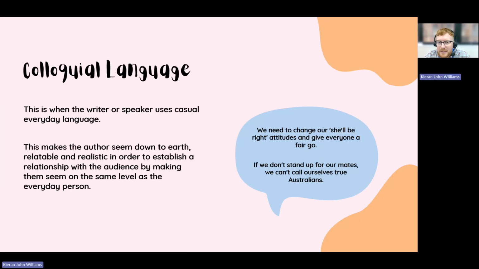The next thing to think about is colloquial language. So this is everyday language that can also help to build ethos. So why does this happen? Well, because it makes you seem down to earth and relatable. For example, we need to change our she'll be right attitudes and give everyone a fair go. This feels both approachable and authentic. It shows the speaker is not talking down to the audience, but rather connecting with them as equals. So it has this more egalitarian idea.